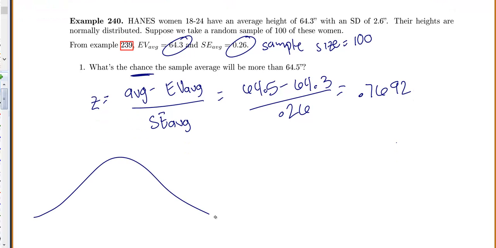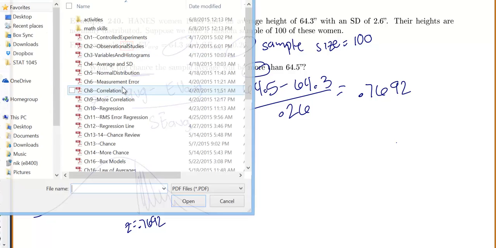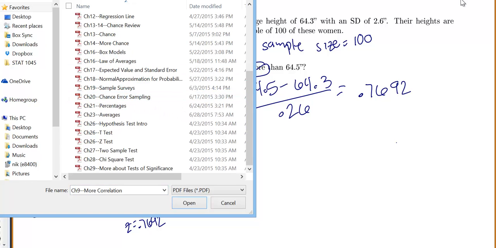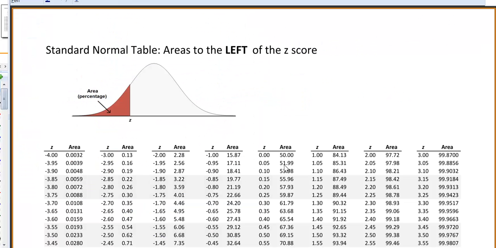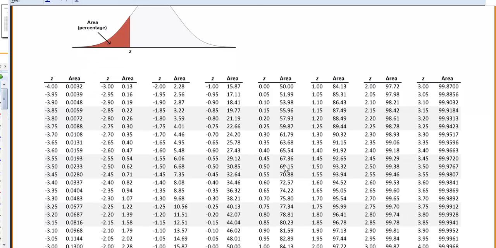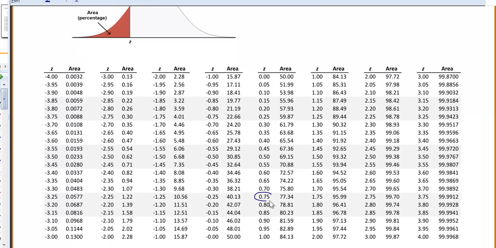So I draw my pretty picture. Here's z. Which direction do I want to shade? We're looking for the chance that the sample average is more than, so we want to shade to the right. I pull up my normal table, and I'm looking for a z value of 0.7692. The closest is z equals 0.75. Remember, my normal table always gives me area to the left, so the area to the left is 77.34.